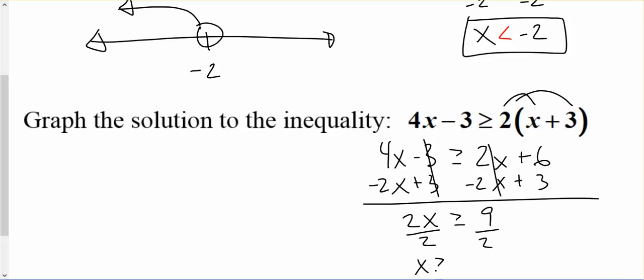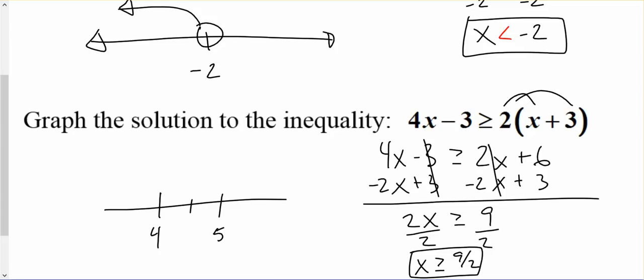So we have all real numbers greater than or equal to 9 halves. Well, what is half of 9? Half of 9 would be 4 1/2, so I've got 4, we've got 5. I could say here at 4.5, and we're greater than or equal to 4.5. I should change this to 9 halves. It's the same thing. Because I have the equal symbol, we're going to use a closed circle, and numbers that are greater than, 5 is greater than 9 halves, so we go to the right.